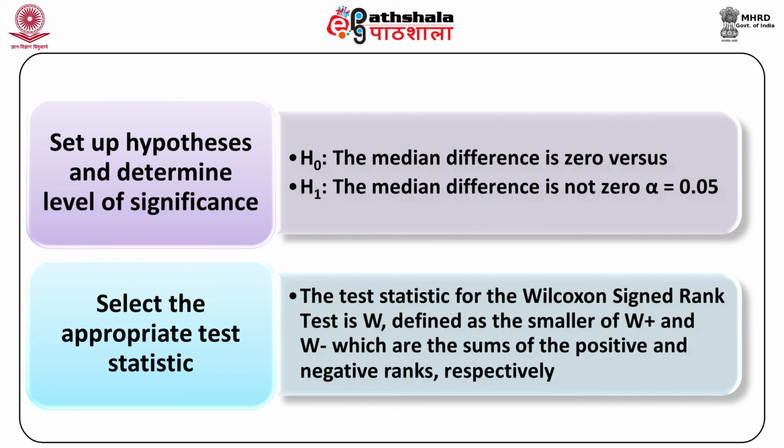Step 2. Select the appropriate test statistic. The test statistic for the Wilcoxon signed rank test is W, defined as the smaller of the W plus and W minus, which are the sums of the positive and negative ranks respectively.